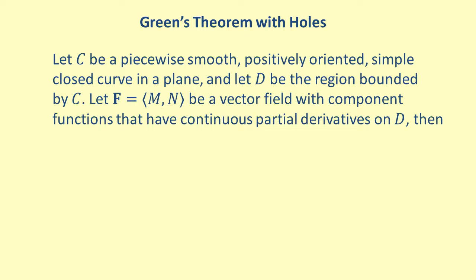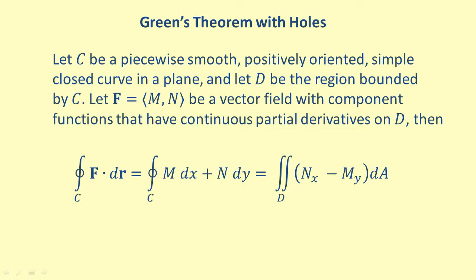Green's theorem allows for many useful conversions between line and area integrals. The original Green's theorem is for regions without holes. However, we want to know what happens in a case with holes. The theorem tells us that if we have a piecewise smooth, positively oriented, simple closed curve in a plane, the following equations are equal.